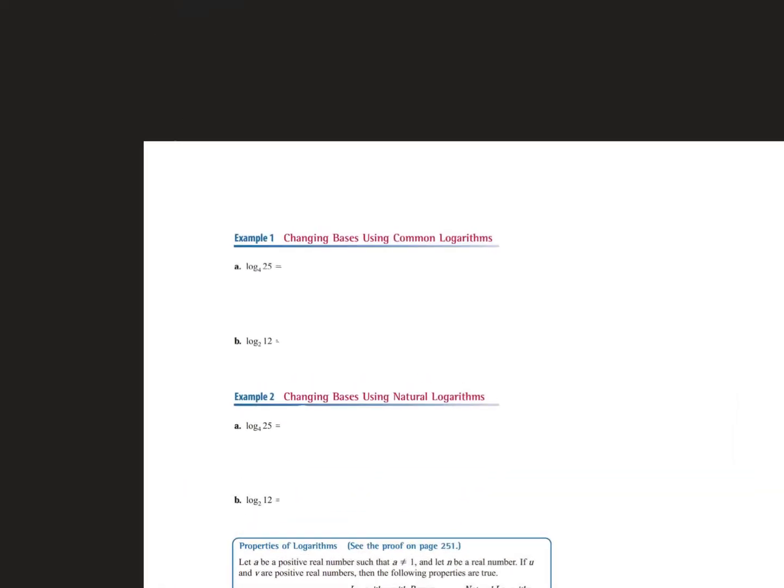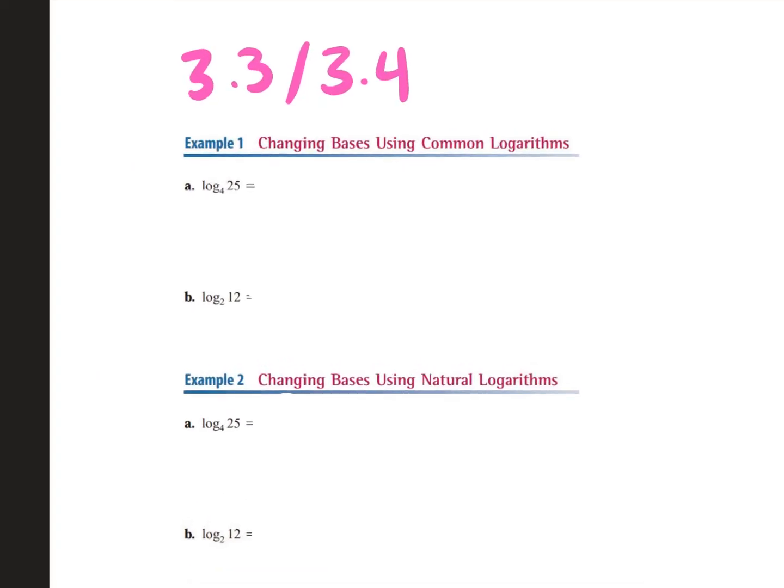So these are the notes for 3.3/3.4, and it's all about properties of logs. We went over some properties of logs in 3.2, where we put something that was in exponential form into log form and vice versa. So we're still going to need to know how to do that, but we're expanding the types of things that we can do with our log functions.